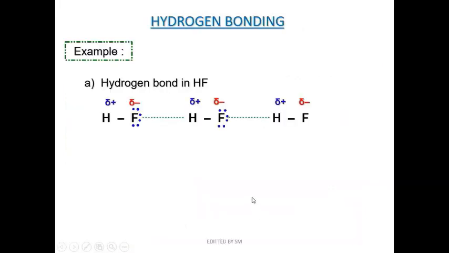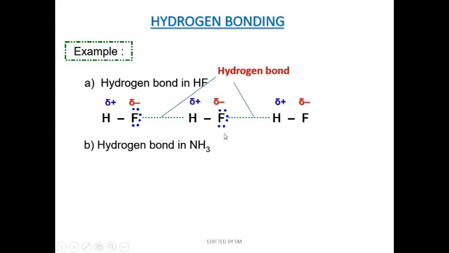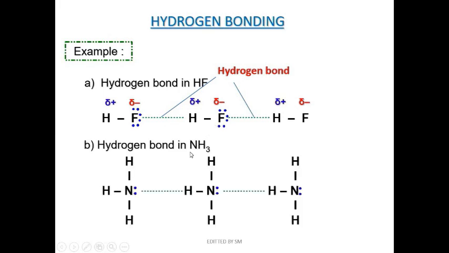Okay, we have three examples of hydrogen bond. First, hydrogen bond in hydrogen fluoride. Second, hydrogen bond in ammonia molecules. In the ammonia molecule, the nitrogen atom has one lone pair of electrons. This means that each ammonia molecule can form one hydrogen bond.